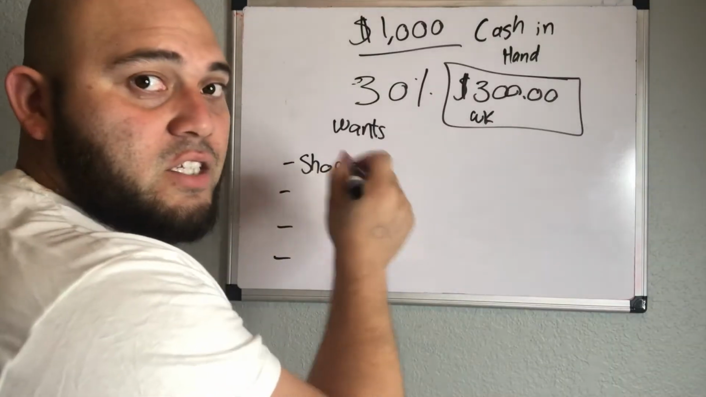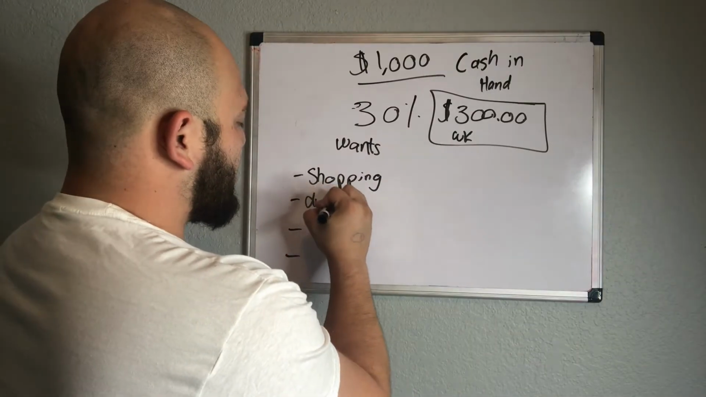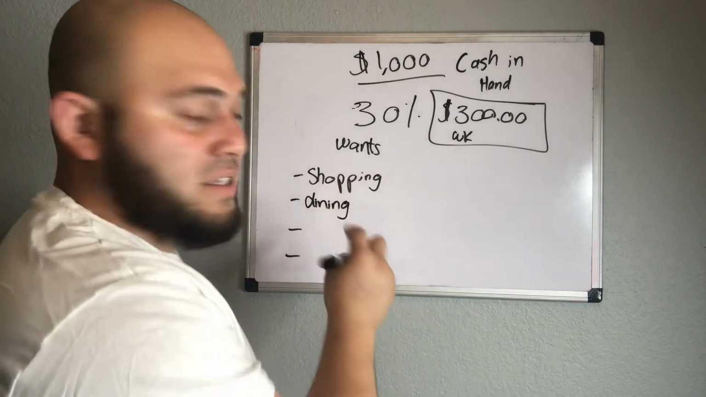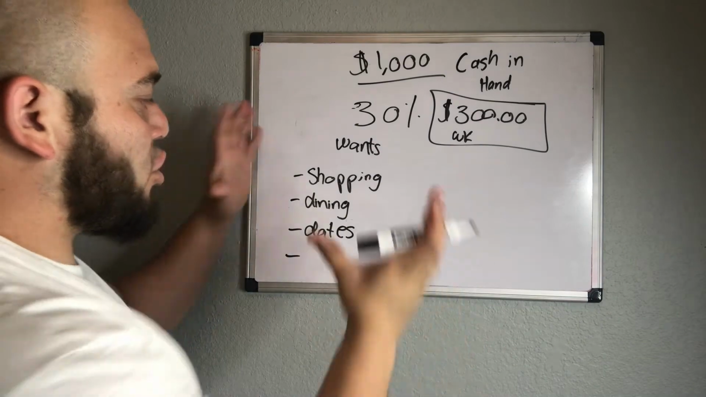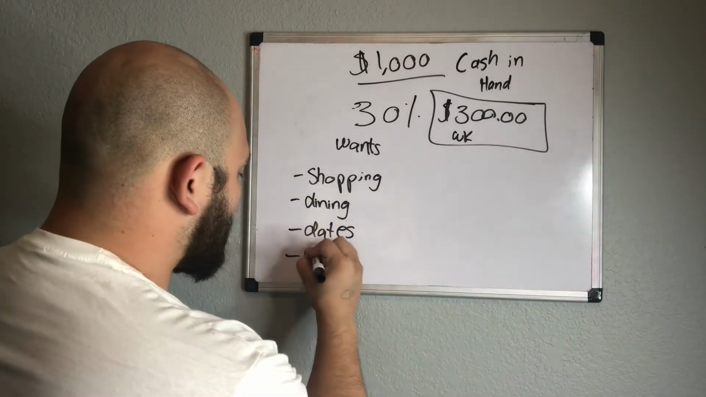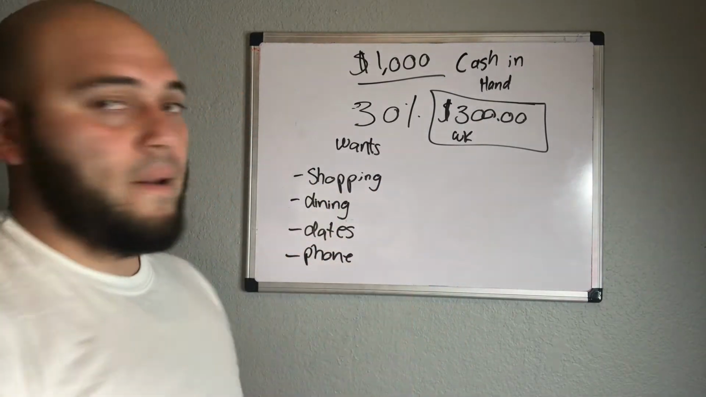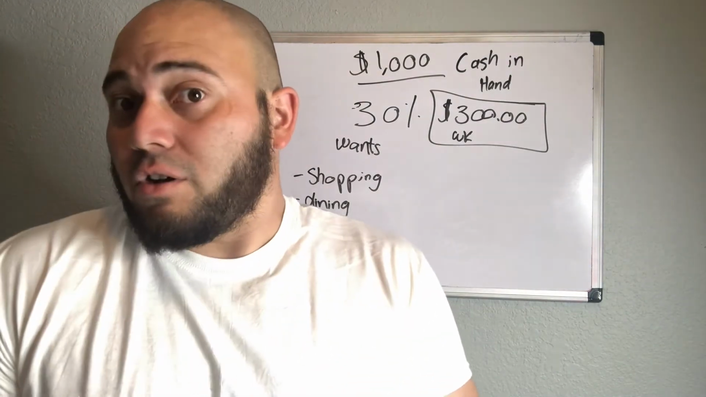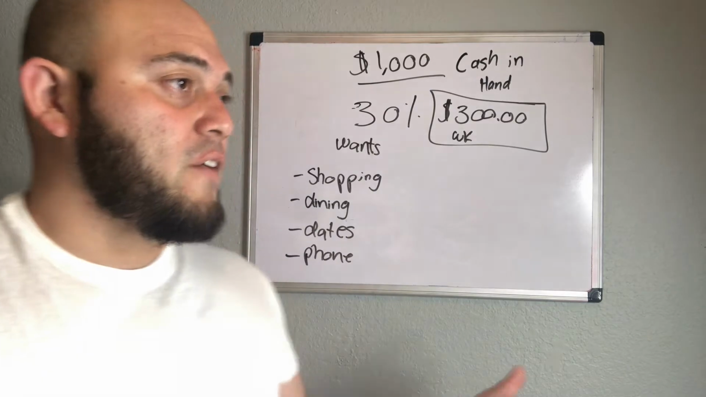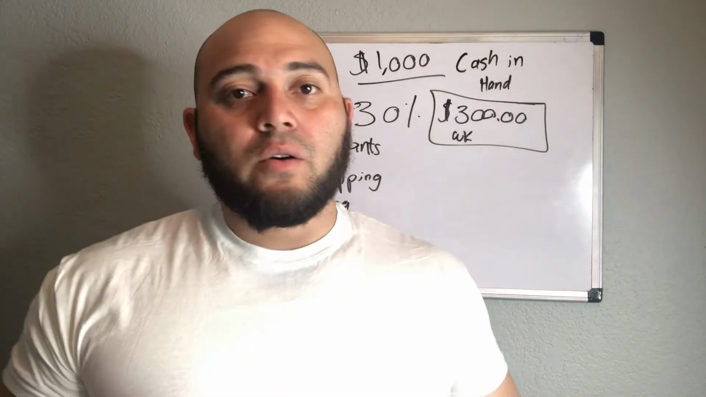You want to go shopping. You want to go out to eat. You want to go on dates. All right, so these are your wants. All right, you want to buy a new phone. All right, these are wants. These are things that you don't really need to live every day. All right, let's say it's a brand new shoe, all that stuff.